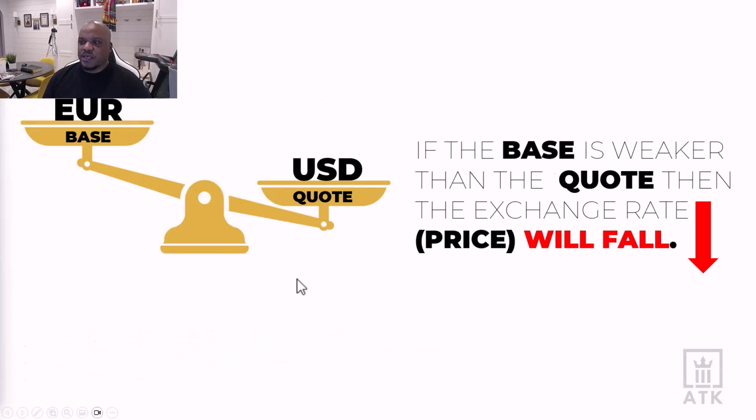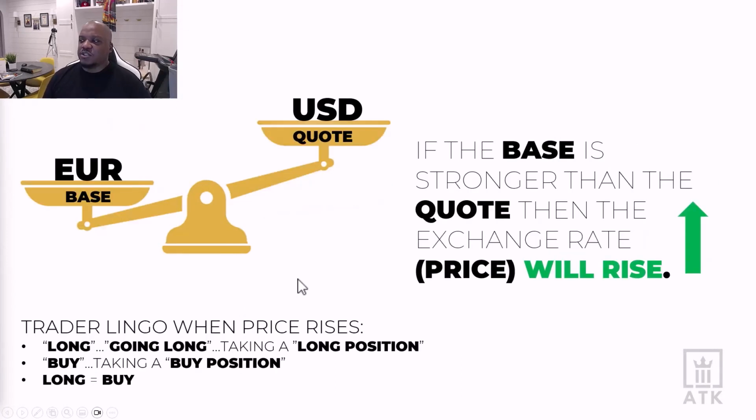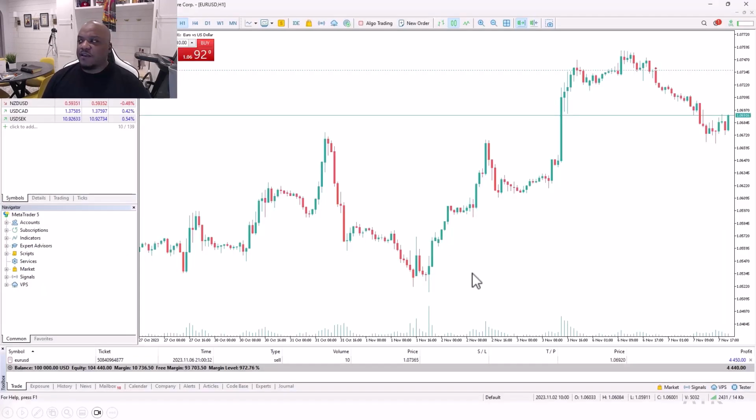So let's look at that. A buy position is when the base is stronger than the quote. The price is rising. We call that going long or a long position. We also call that a buy position. Going long, long equals buy. And so in our MT5, we see current price action is going up. And so it's going long, which is going against our original idea. So that's why price is starting to go down. Our profit is starting to go down because price is going against us at this point.